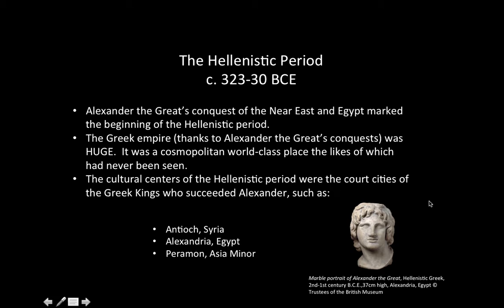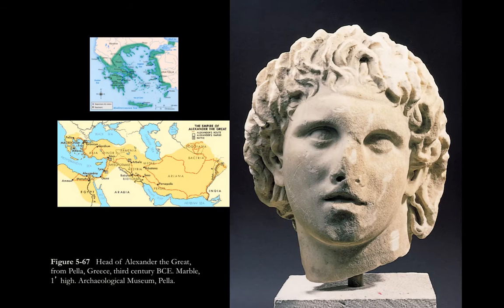Here I've got a little portrait of Alexander the Great, and after his conquests, the empire itself began to split, but Greek culture was a unifying factor. How big did he make the empire exactly? Here on the top we have a map of what ancient Greece was before Alexander the Great, and here is how far he was able to extend the empire. Huge, absolutely unheard of until that point.